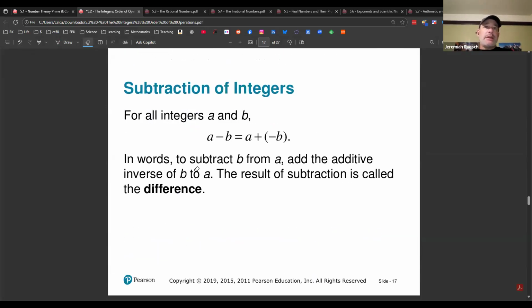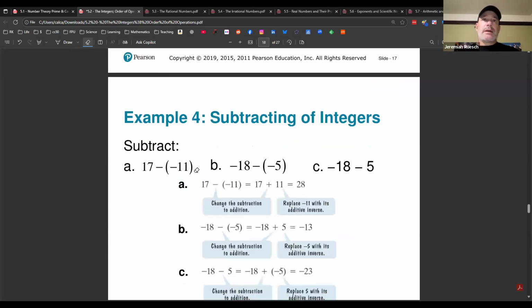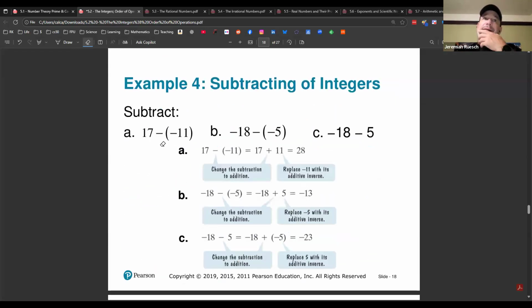For all integers a and b, a minus b is the same thing as a plus negative b. So this is just saying that you can add the additive inverse. So subtraction is the additive inverse of addition. So just keep that in mind. All right, so subtract: 17 minus negative 17.